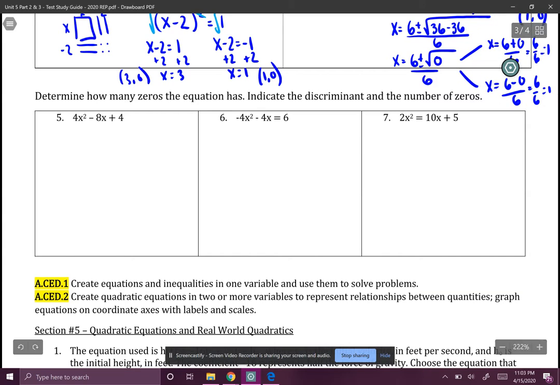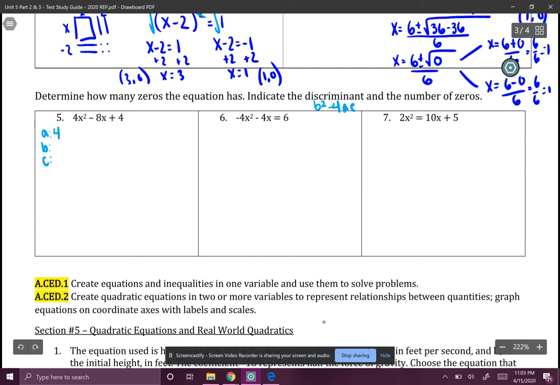We're continuing on the study guide for Unit 5/23, Part 2-3, and we are still in Section 4. This next section says, determine how many zeros the equation has, indicate the discriminant and the number of zeros. So remember, the discriminant tells us how many zeros there are, and it's b squared minus 4ac. So for number 5, let's go ahead and list out what a, b, and c are.